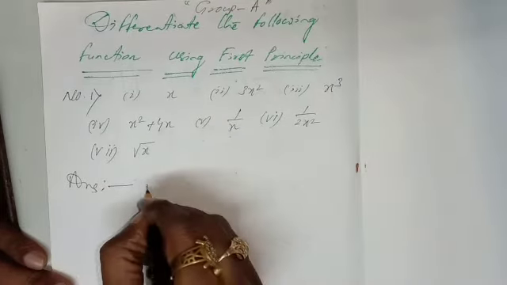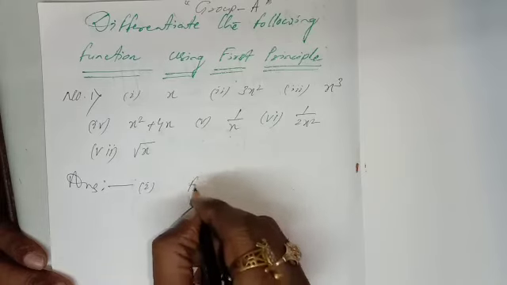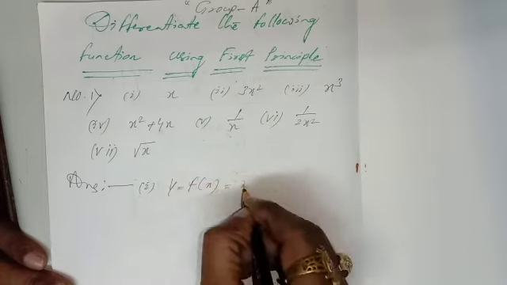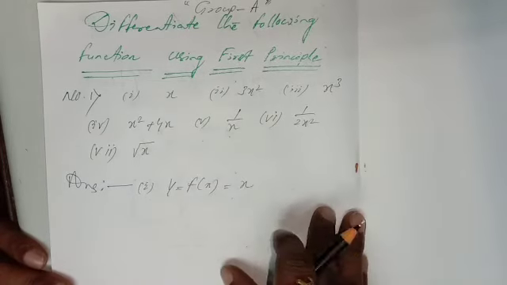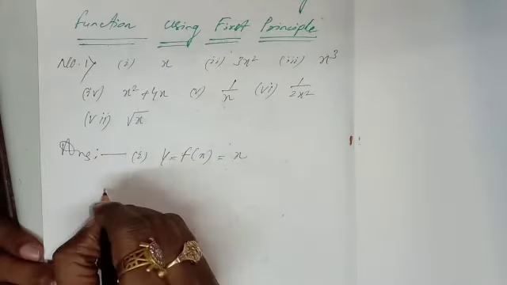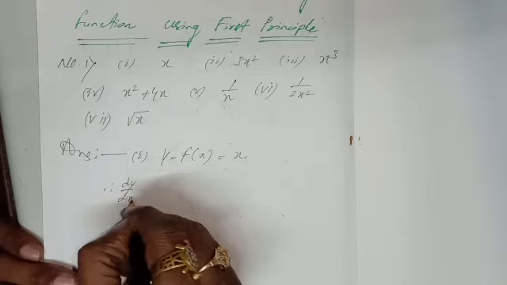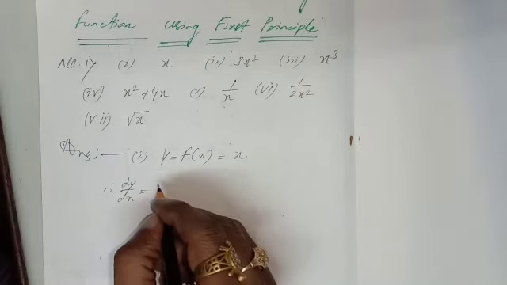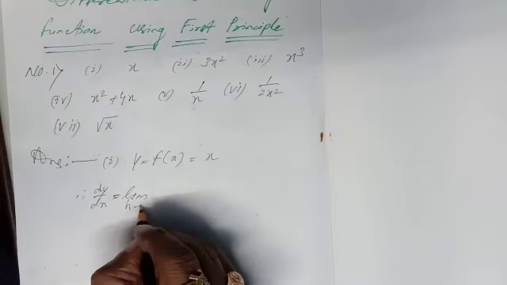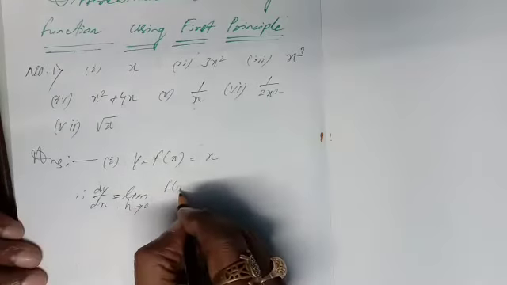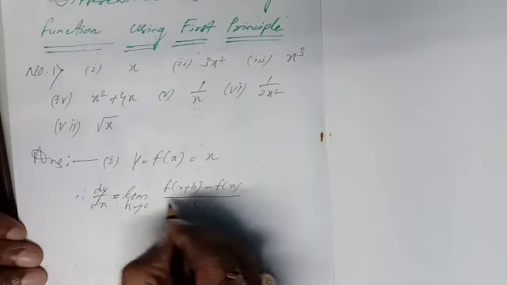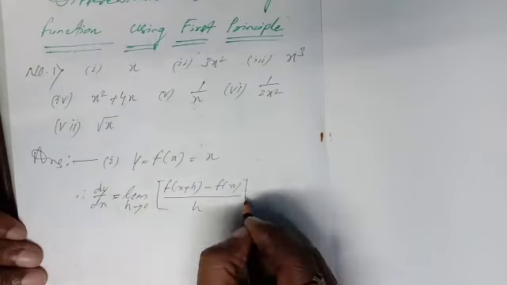The first question is given x. You always have to write f of x, the given function, that is y equal to f of x equal to x. It is given, and you have to find the derivative, that is dy by dx. Last time I did dy by dx is equal to limit h tends to 0, f of x plus h minus f of x by h. This is the formula required for first principle to find the derivative.